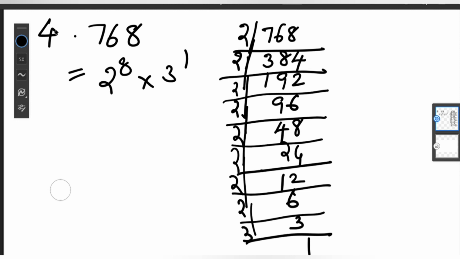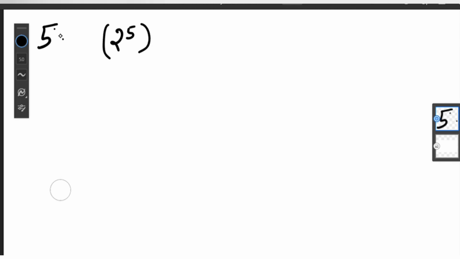So what was the answer here? 2 how many times? 2, 4, 6, 8. 2 it is 8 times and 3 1 time. So 768 means 2 to the power 8 into 3 to the power 1. Okay. Coming to the next question, fifth one.